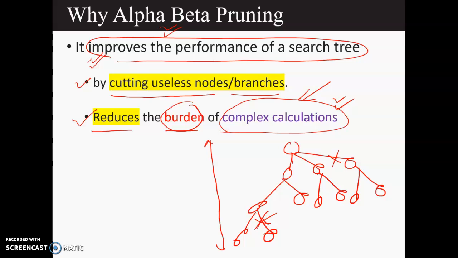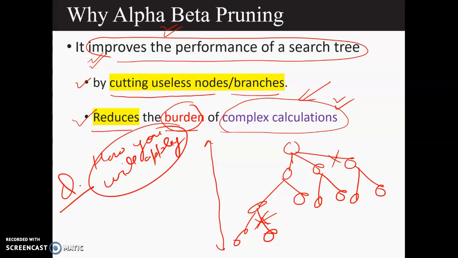Now the question here is, if you want to apply alpha beta pruning, how will you apply it? What is the procedure? In order to find the answer to this question, I have listed some rules which you need to follow in order to apply alpha beta pruning to a minimax search tree.